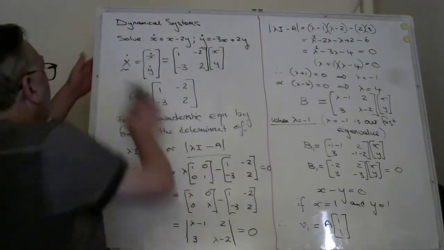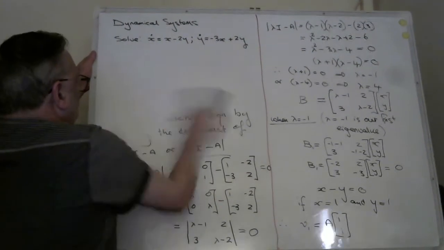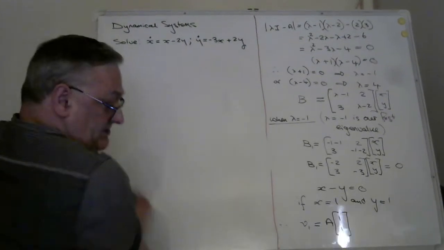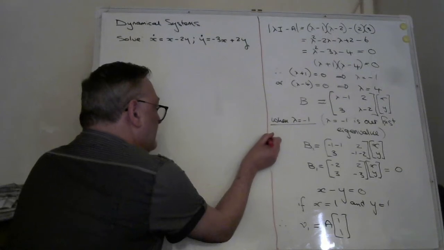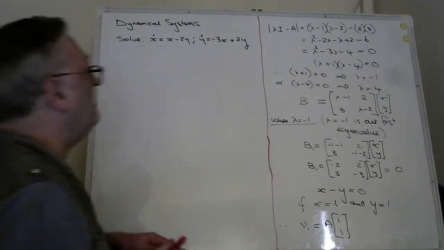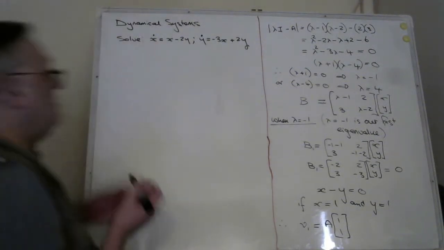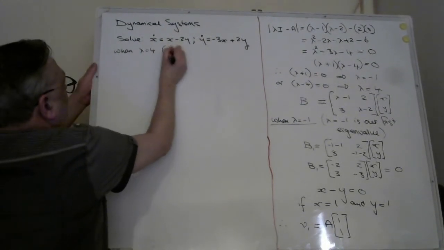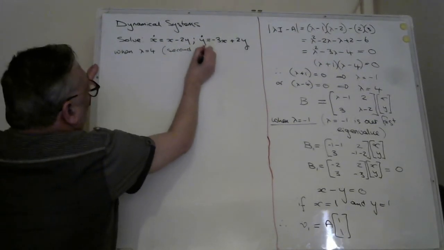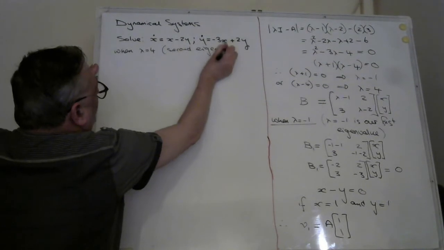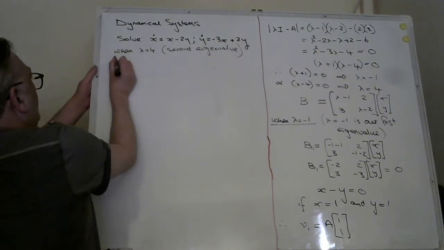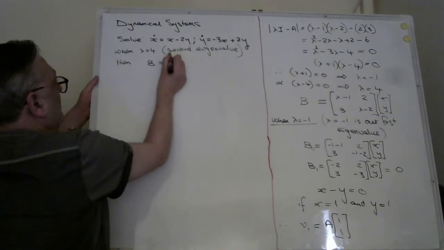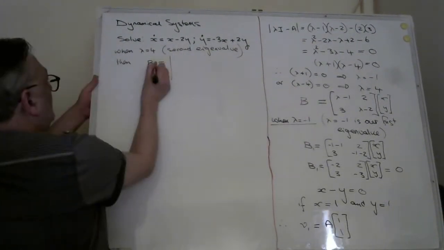Now, what about the other eigenvector? Let's rub that out and make sure we have a dividing line so that we're not writing over things. So when lambda is equal to 4, this is the second eigenvalue. Then B is equal to, well, we've already stated it up there, B. So we'll call this B2.